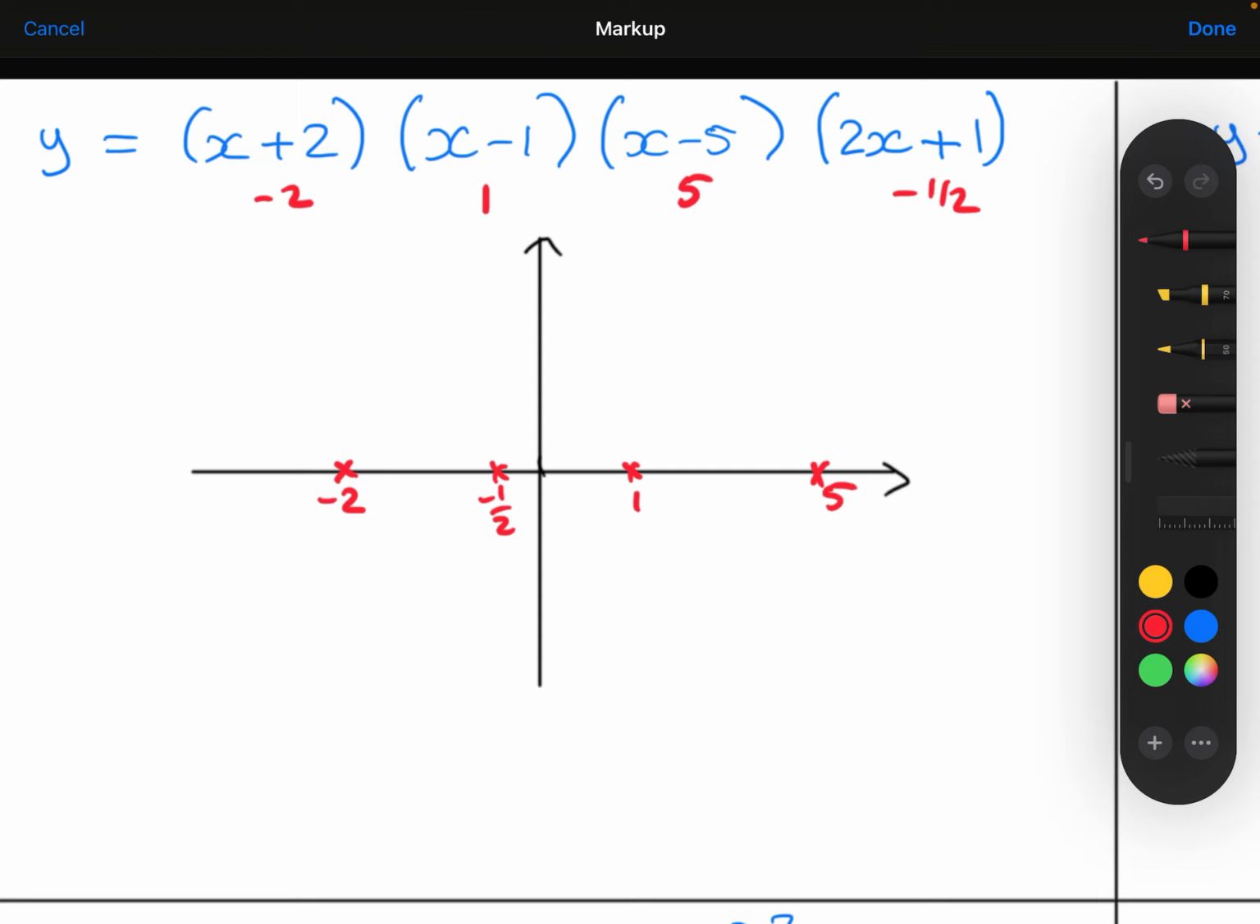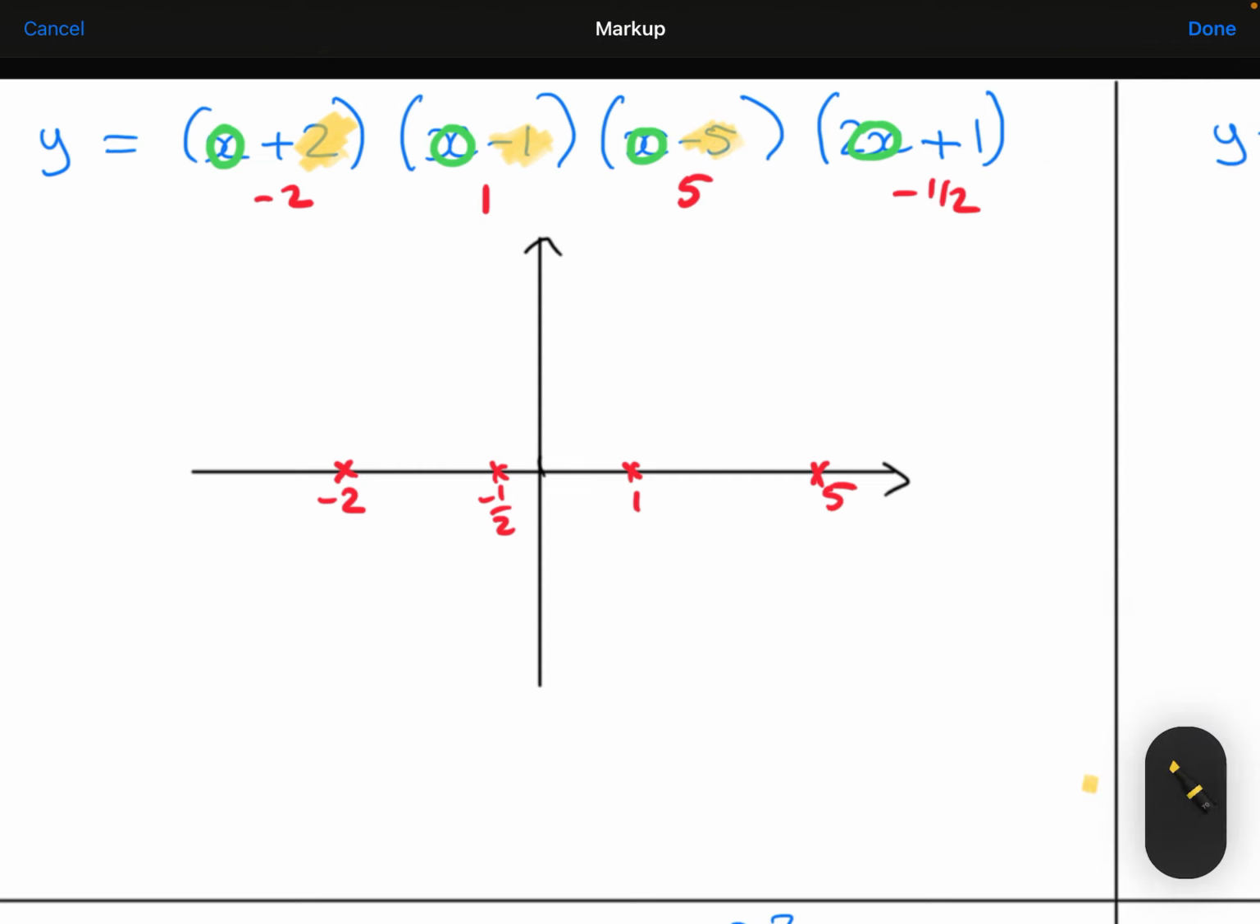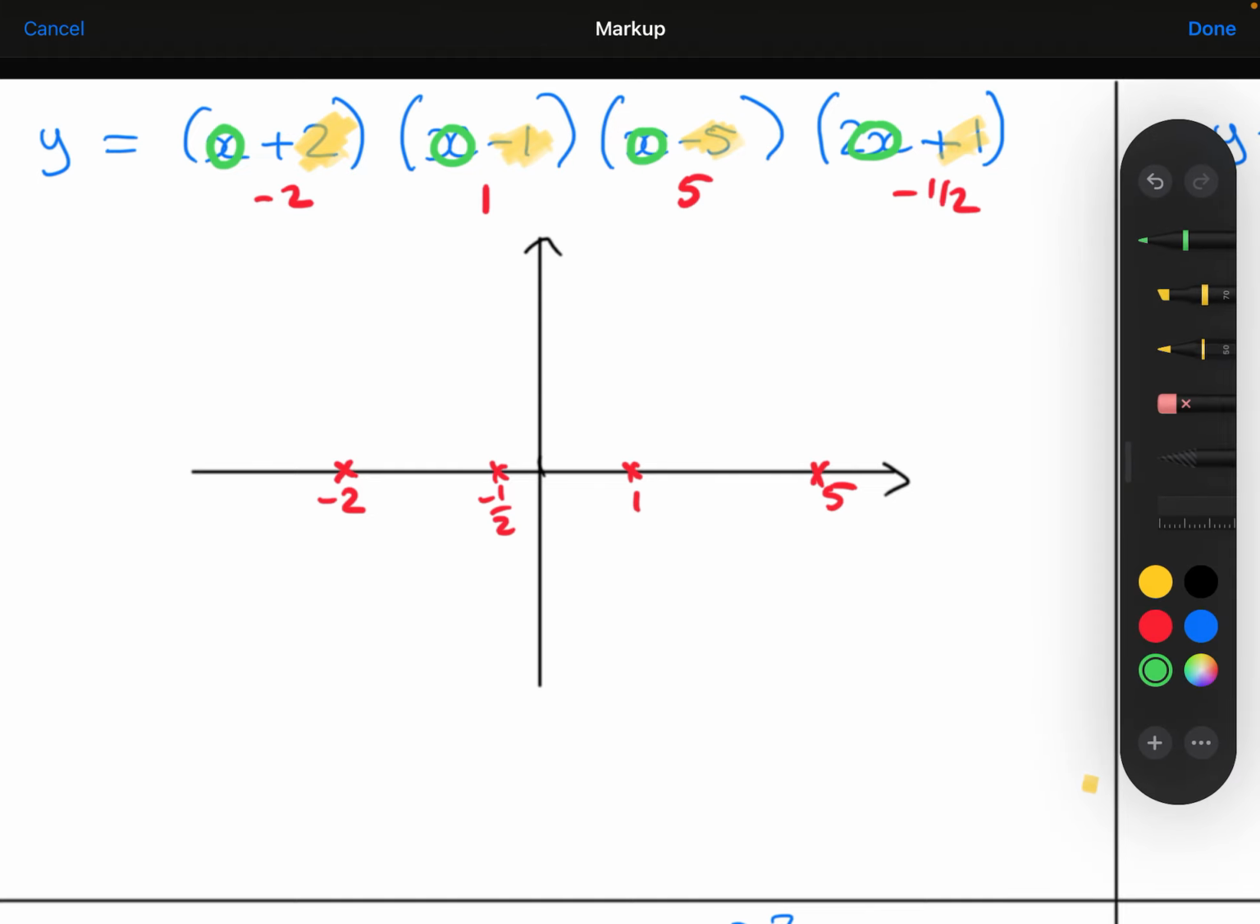I also want to mark on the intercept on the y-axis. Now I know it intercepts on the y-axis when x is 0. So if I put 0 here, here, here, and here, we would just be left with 2 times minus 1 times 5, minus 5 times 1, which would give 10. So I know it's going to intercept at the point 0, 10.